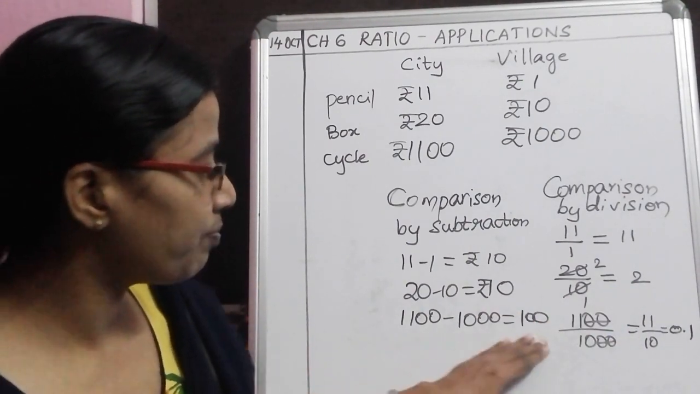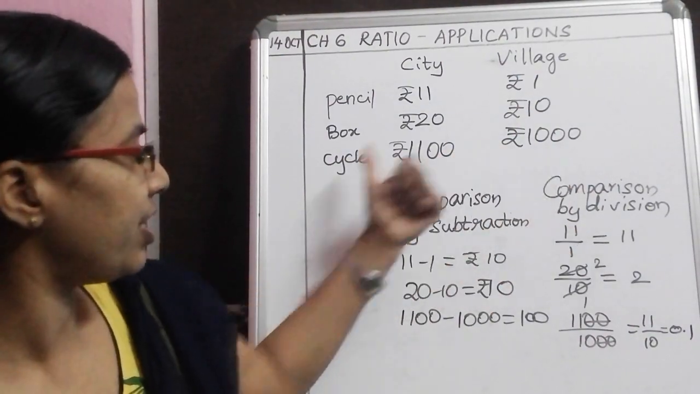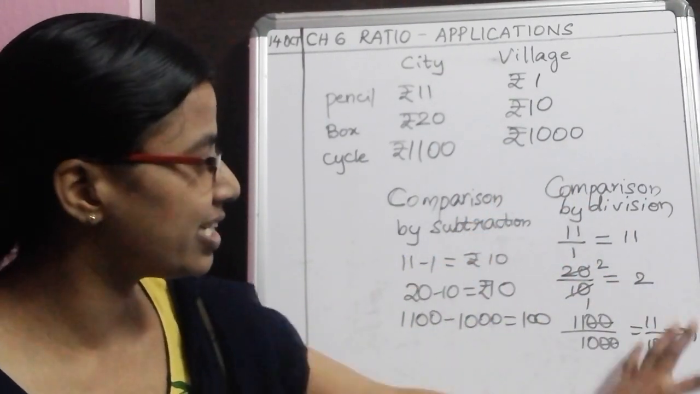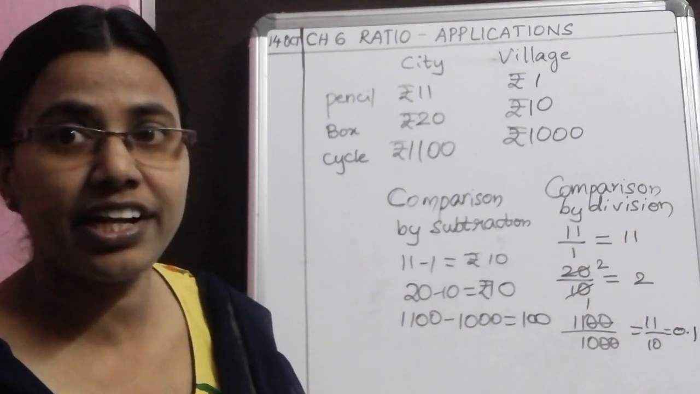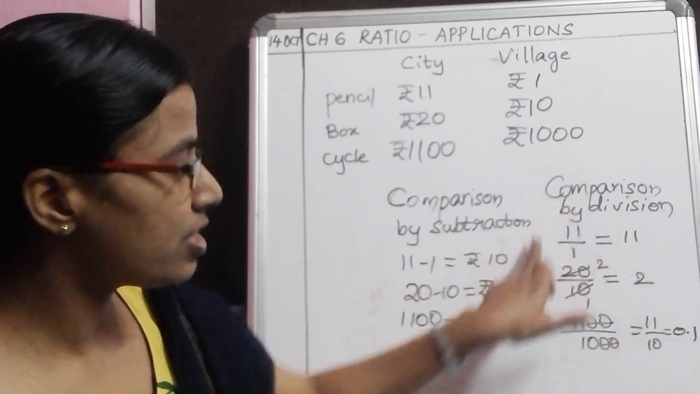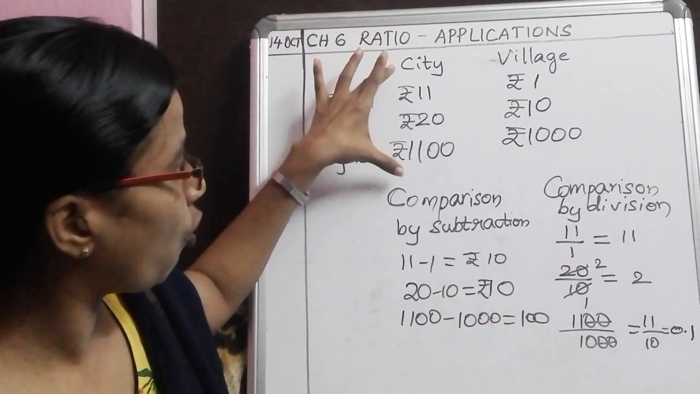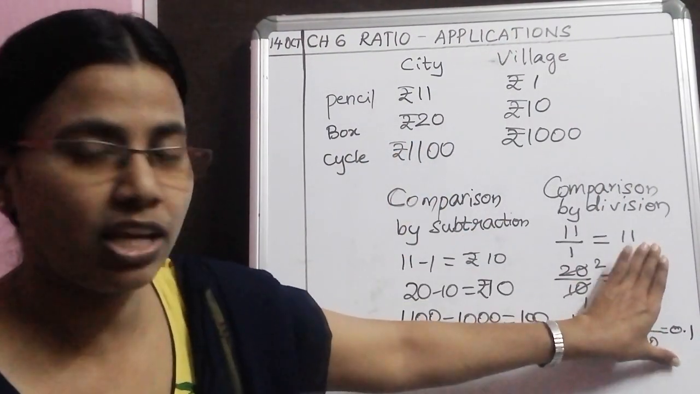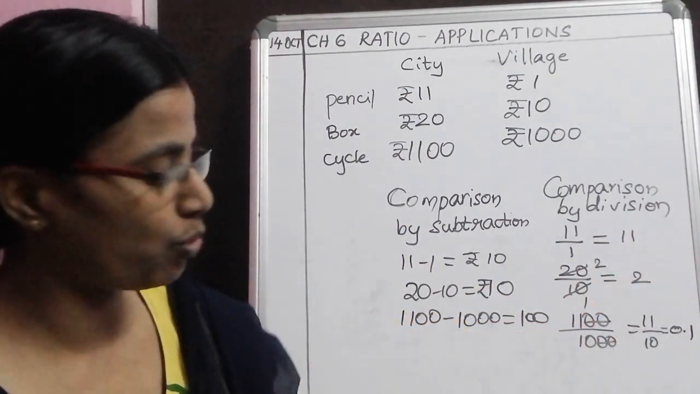Here you see this one, if you take 1100 rupees and go to the village to buy the cycle, you will get one cycle and a little amount is left over with you. Which is giving you a better idea? Whenever we are using comparison by division, this is giving a clear picture. You know how much it is costing in the city and how many you will get when you go to the village. You are able to understand this in a better way.